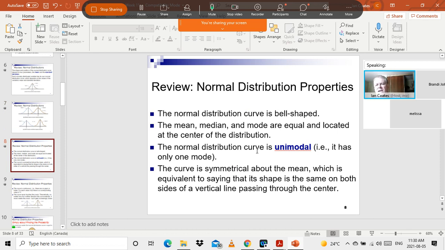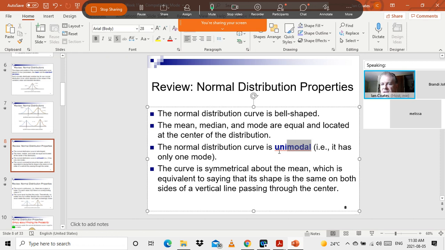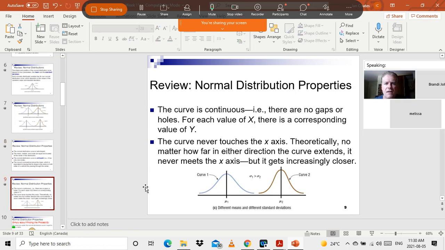Again, bell-shaped. The mean, median, mode are equal in theory, and they're all located at the center of the distribution. These bell-shaped or Gaussian bells here are unimodal. The curve is symmetrical about the mean. And the interesting thing to note here is the curve is continuous. There are no gaps in this at all. For every x value, there's a y value, right? There's the point for them all.